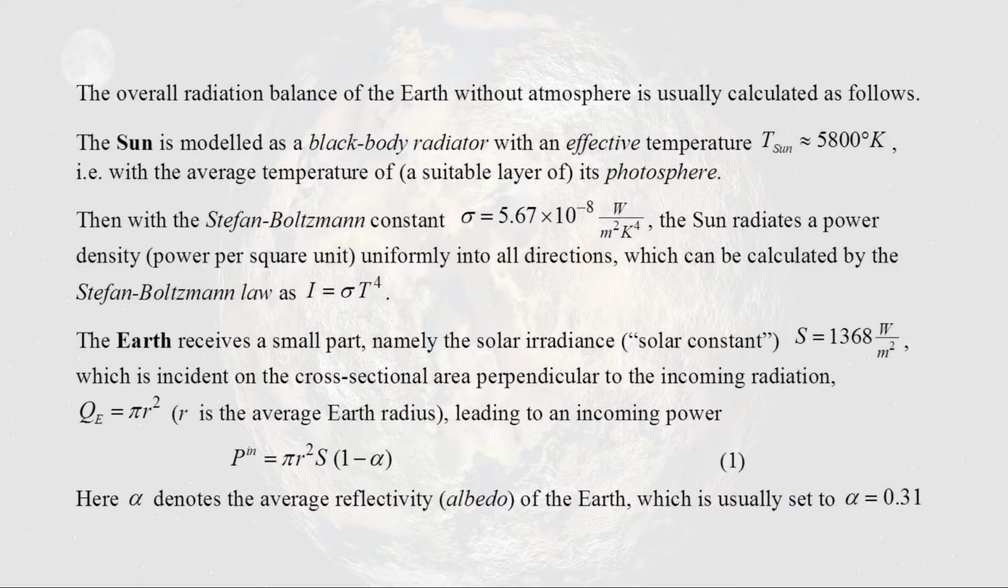The Earth receives a small part, namely the solar irradiance, solar constant, S equal to 1368 watts per square meter, which is incident on the cross-sectional area perpendicular to the incoming radiation, leading to an incoming power pi r squared times S times (1 minus alpha). Here, alpha denotes the average reflectivity, the albedo of the Earth, which is usually set to 0.31.